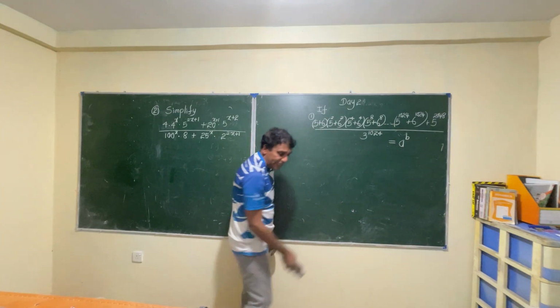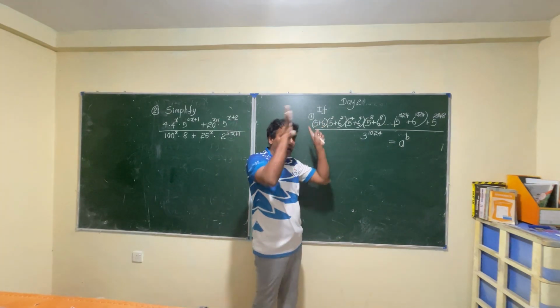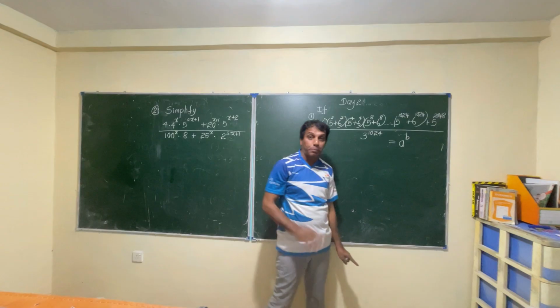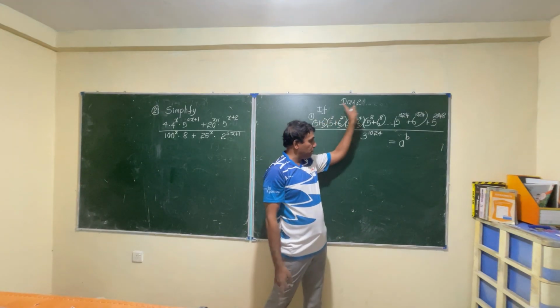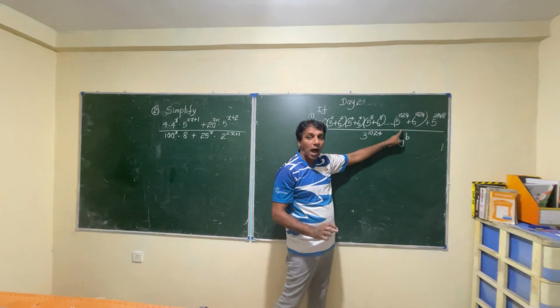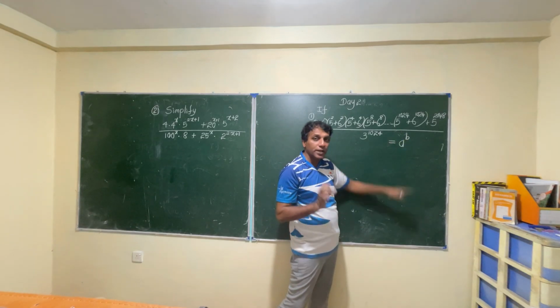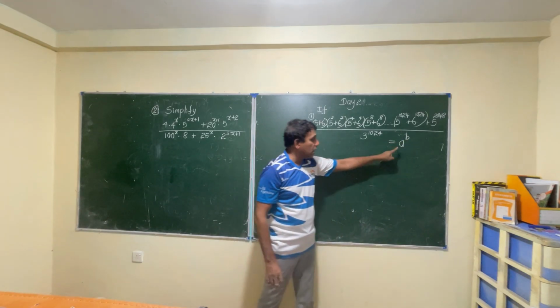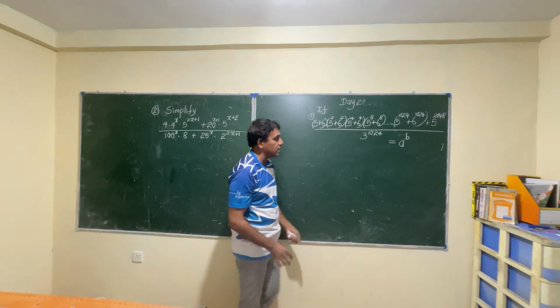So this completely simplified should come in this form. If you simplify all these parts, finally it equals a base and a power. Base and the power. We show it in the form of base and exponent.